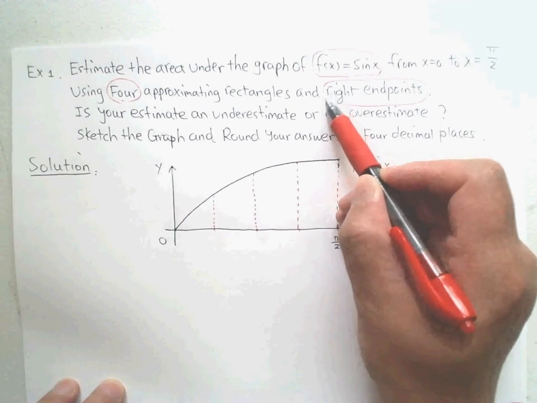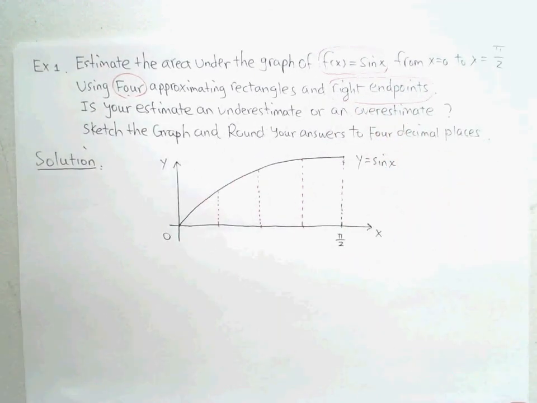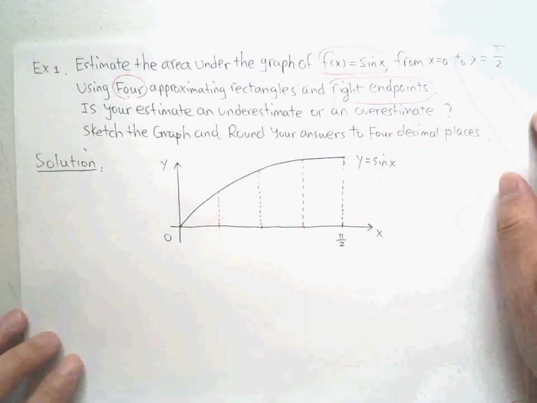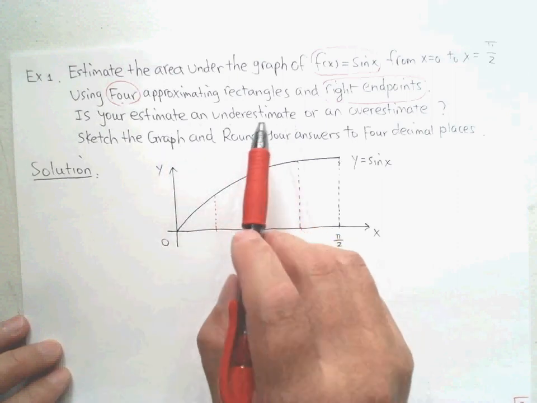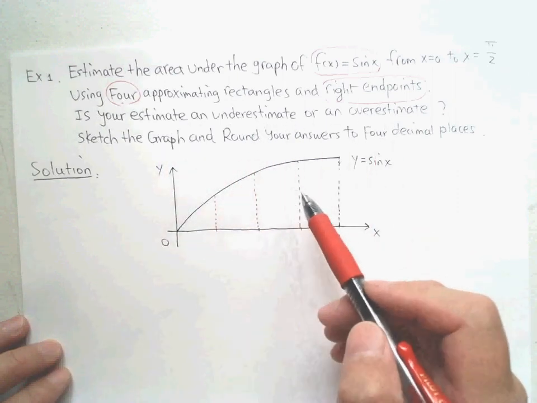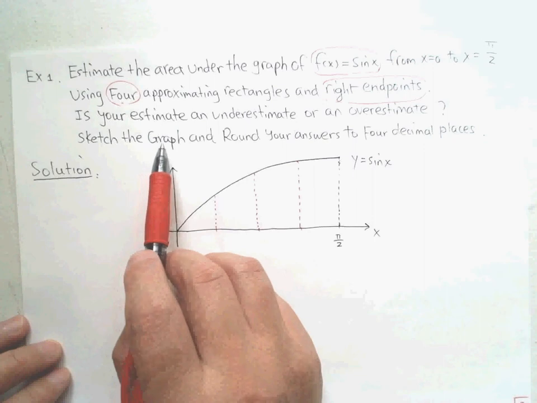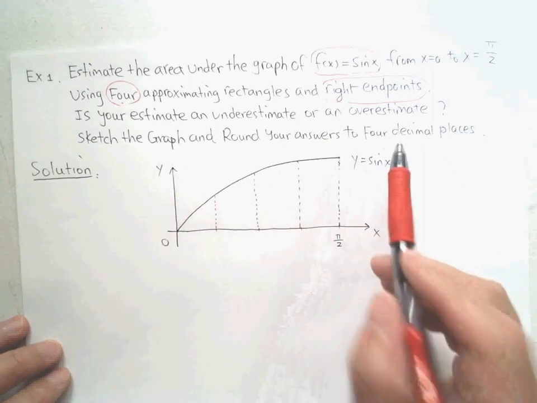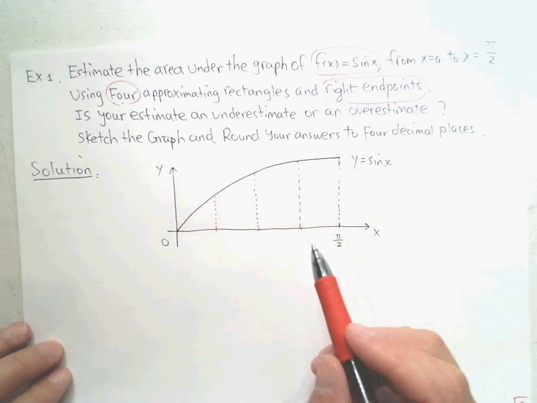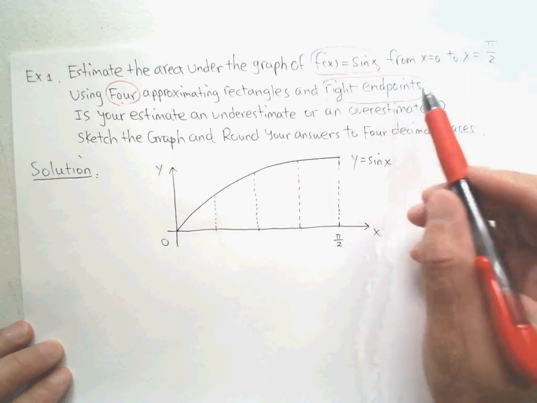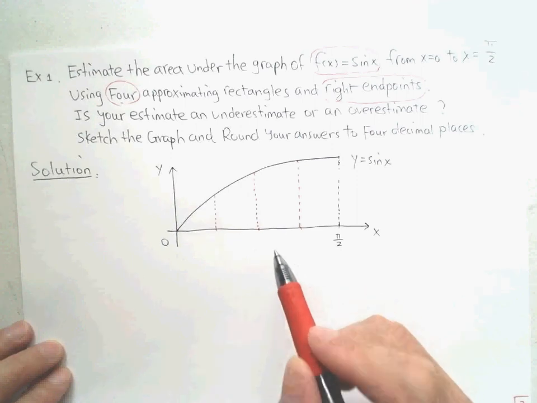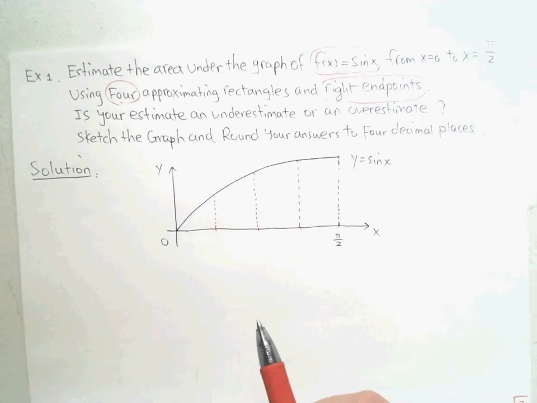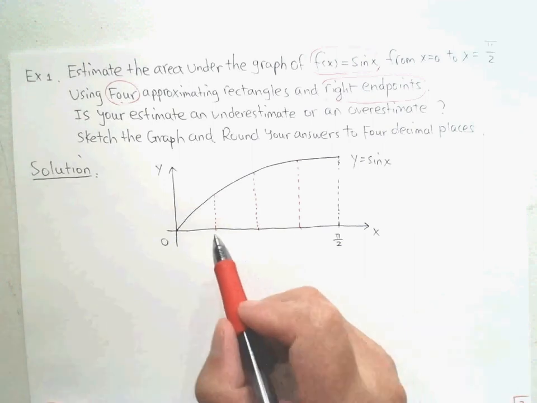And here it is right endpoints. Keep in mind, how do you find the rectangle? Keep in mind the height. You have to use the right endpoint as the value. Later, whether your estimate is underestimated or overestimated depends on your graph. Okay, and they ask you to sketch the graph and round your answer to 4 decimal places. Now what do we need to find? We need to find the right endpoint approximation, which is R4, right? We draw the graph first.